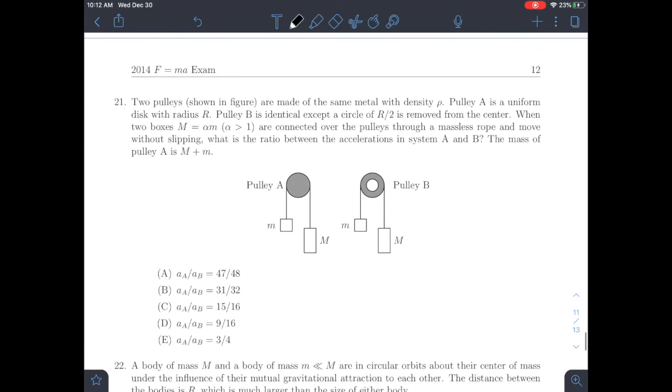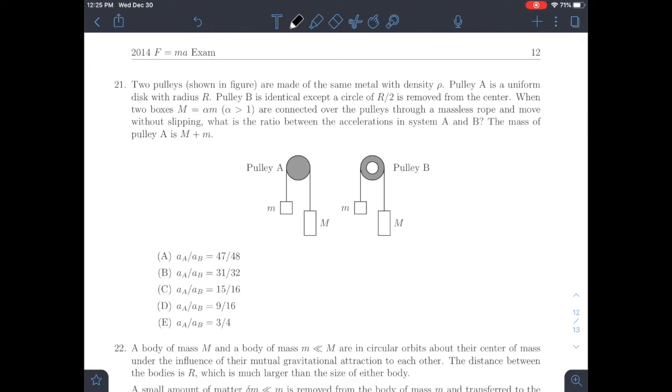Question number 21. Two pulleys shown in the figure are made of the same metal with density rho. Pulley A is a uniform disk with radius r. Pulley B is identical except a circle of radius r over 2 is removed from the center. Two boxes, m equal to alpha times M, are connected over a pulley through a massless rope and move without slipping. What is the ratio between the accelerations in systems A and B?